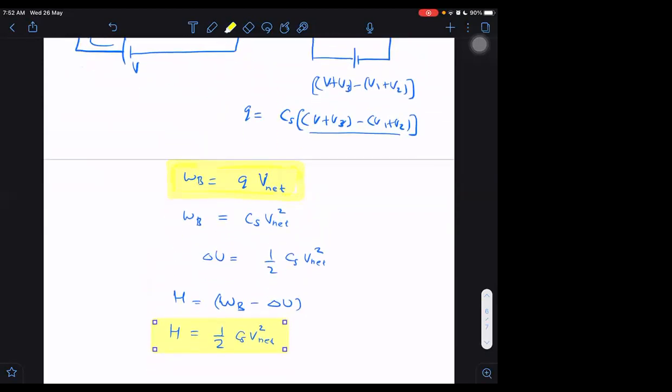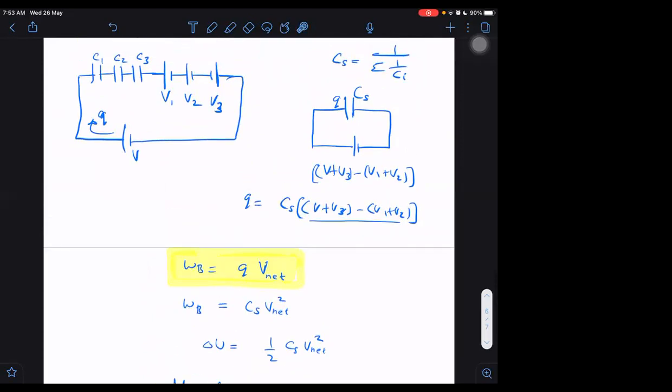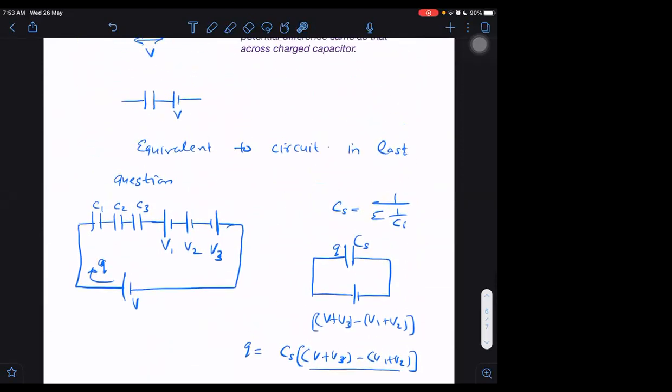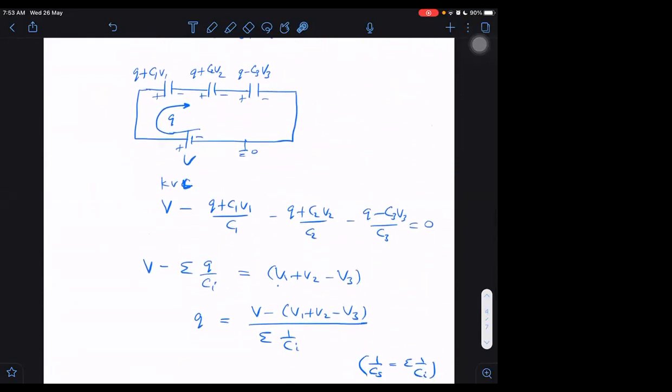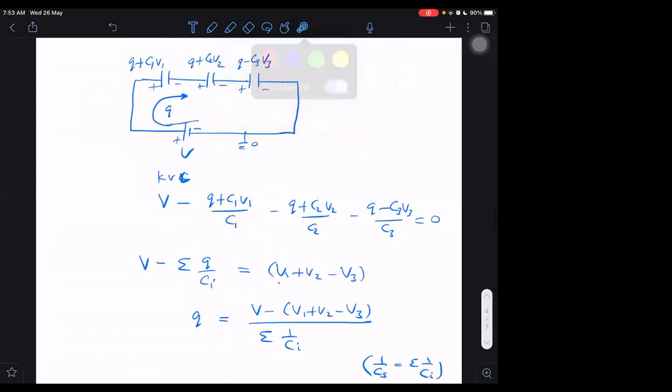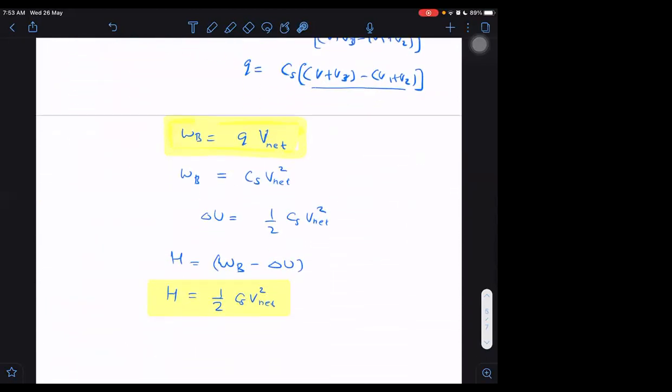Can we find out what the change in potential energy is? Because this we have not proved. After this, I did not prove it, I just wrote it down directly. Can we really prove it? What will be the change in potential energy in this network? You can find out what the charge stored finally is. What is the final charge?